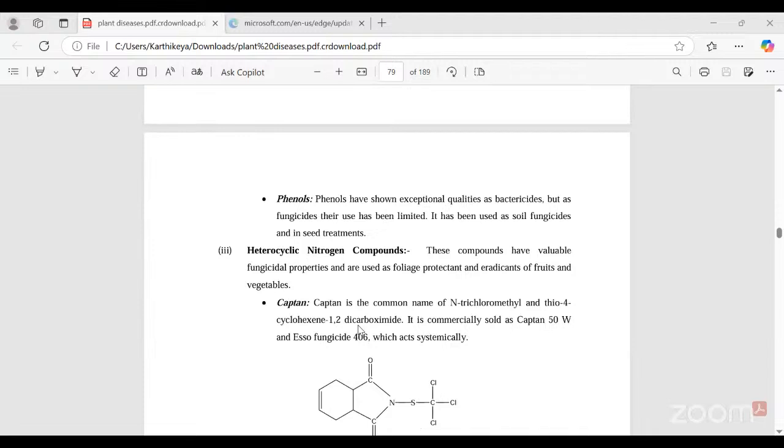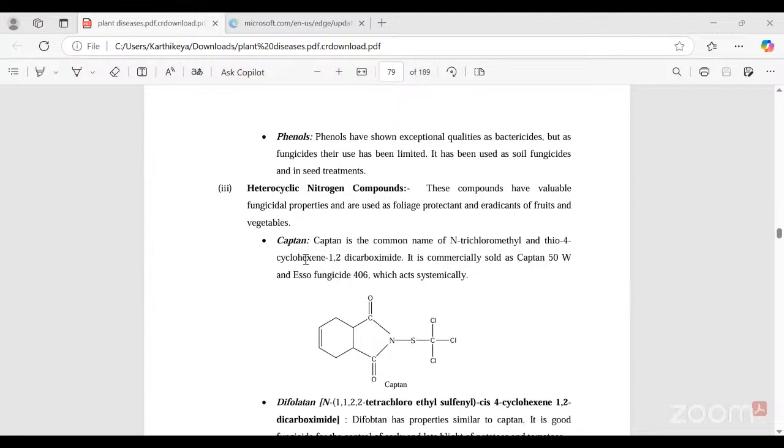Phenols. Phenols have shown exceptional qualities as bactericides, but as fungicides their use has been limited. They have been used as foliar fungicides and in seed treatment. Heterocyclic nitrogen compounds. These compounds have valuable fungicidal properties and are used as foliar protectants and eradicants on fruits and vegetables.